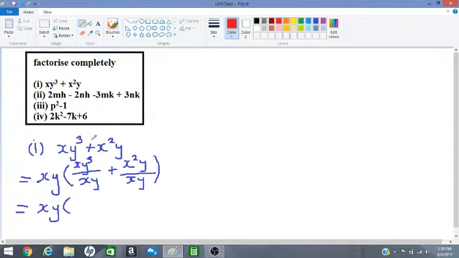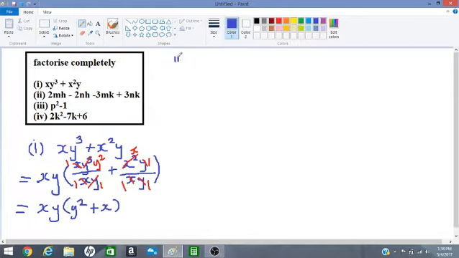So we will say x into x is 1, y into y is 1, y into y to the power 3 is y squared, x into x is 1, x into x squared is x, y into y is 1, y into y is 1. We have remaining in our brackets y squared plus x. That is our answer for part 1.